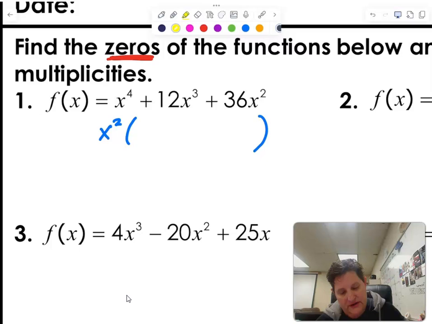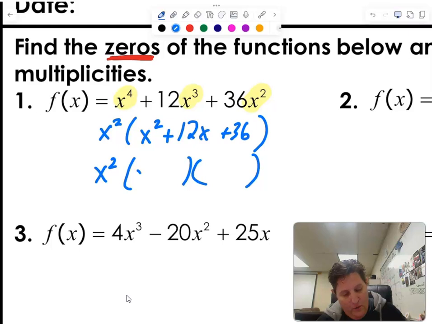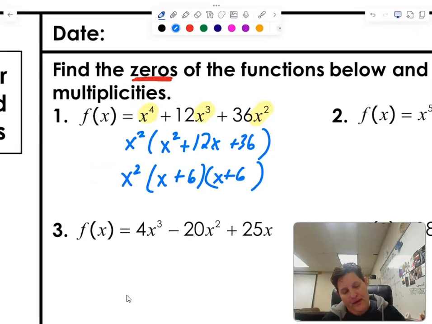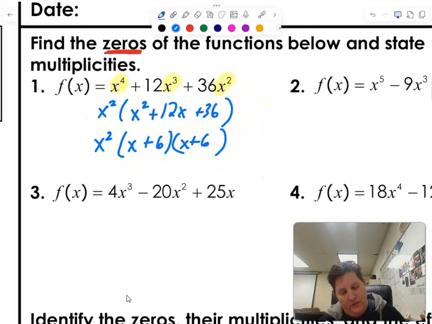This has an x squared in each term. So that leaves me with x squared plus 12x plus 36. And then I keep going. What multiplies to make 36 and adds to make 12 is plus 6 plus 6. And of course, another way that we could write that is (x plus 6) squared, if you wanted to. You don't have to.